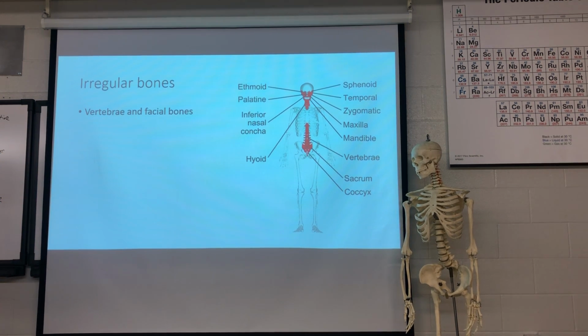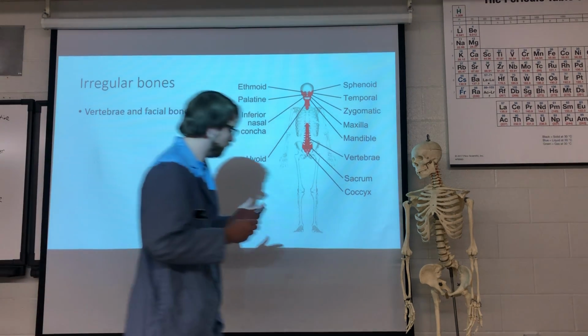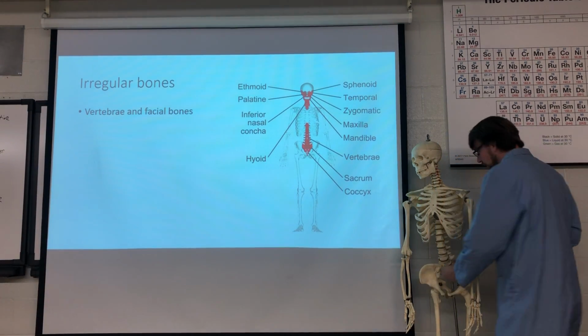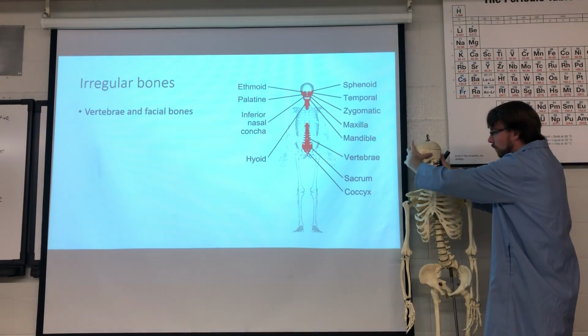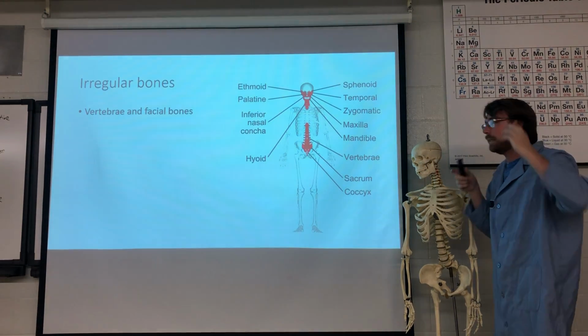Finally, we get to the irregular bones because we got tired of coming up with classifications of bones and we lumped them all together, like someone who was lazy doing their homework. So your vertebrae and your facial bones end up being irregular. The facial bones are separate from the cranial bones, which surround the brain.